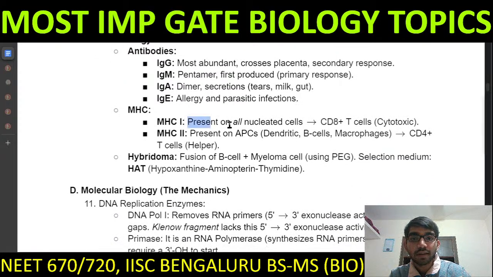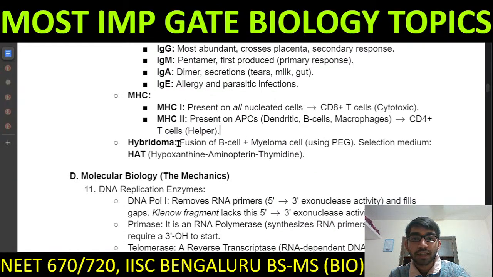MHC classes. MHC class 1 is present on all nucleated cells, and this leads to the recognition of CD8 positive T cells, which are cytotoxic. Then MHC class 2 is present only on the antigen presenting cells. Remember this, only on antigen presenting cells. Example, dendritic cells, B cells, macrophages, and they help in the activation of CD4 positive T helper cells.